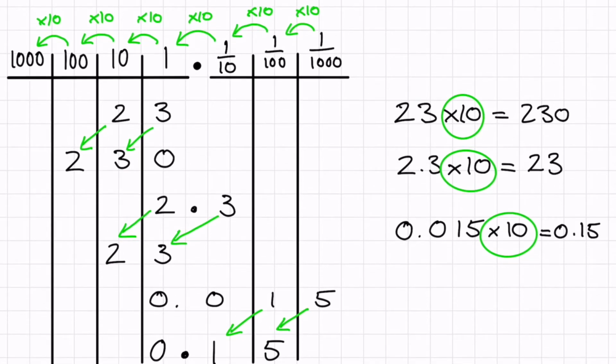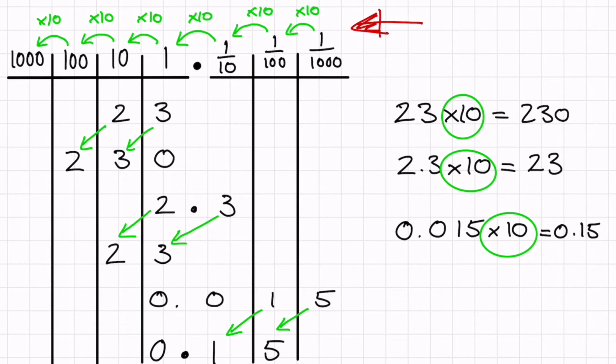We can see when we're multiplying by 10, the digits move one column to the left, because the column to the left of any column is 10 times greater, as shown up here with the relationship of the columns in our decimal system.